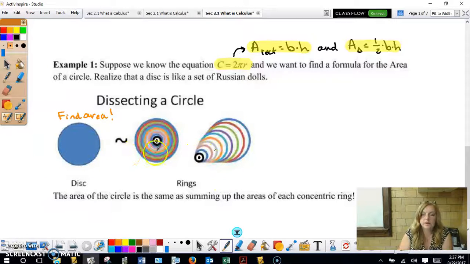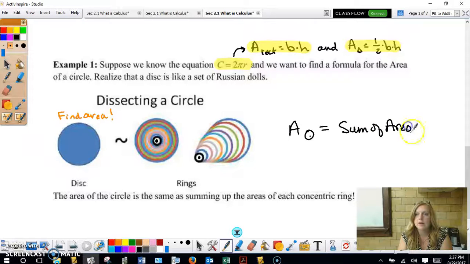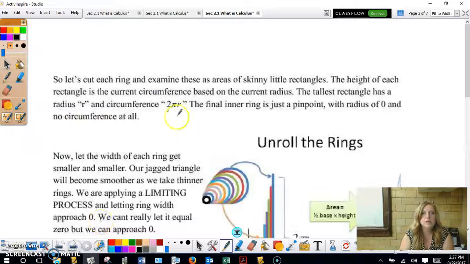And hopefully you would agree that at this point, just me cutting this shape into these consecutive concentric rings, the area of the original circle is going to equal the sum of the area of each of the rings, the sum of the area of the rings. So they're still the same. Now you're like, well, why might I do that? If I cut them into these little concentric circles, then what I want to do is take one ring and just take a look at it.